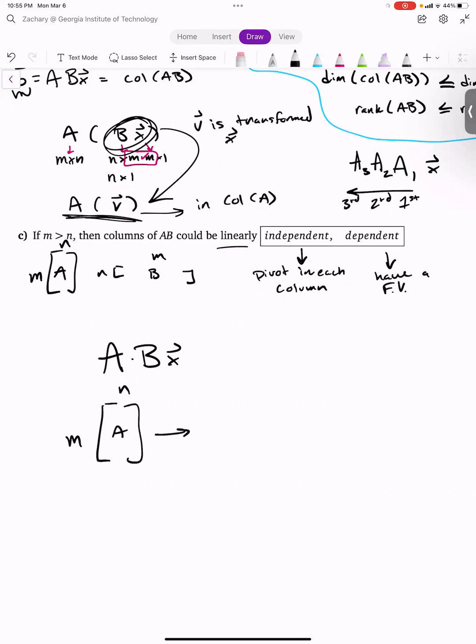How many pivots can they have at most? Well, it's most limited by this N because it's tall and skinny like that. So it can have at most N pivots. Okay, and this is at most, best case scenario.